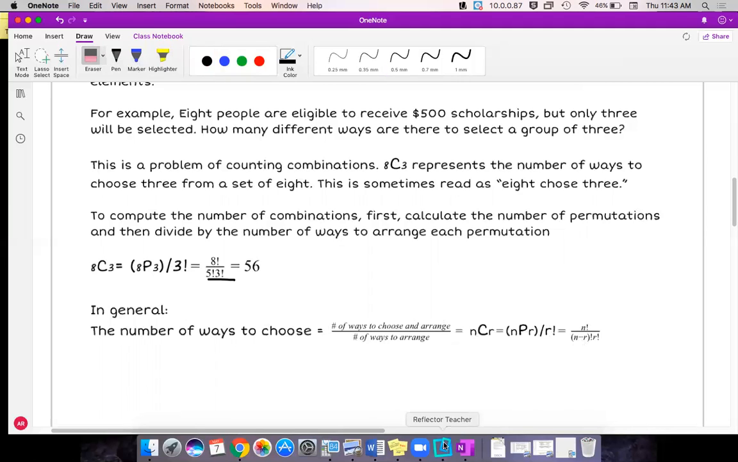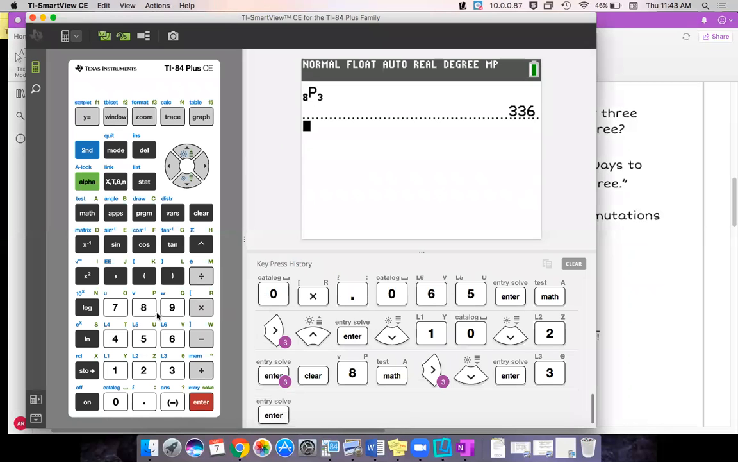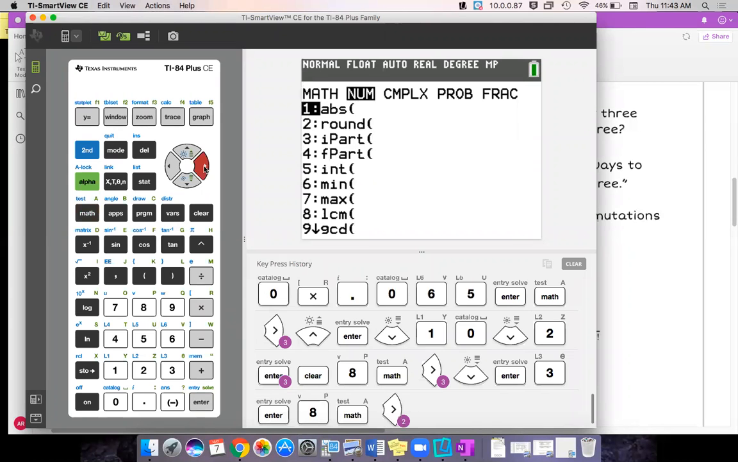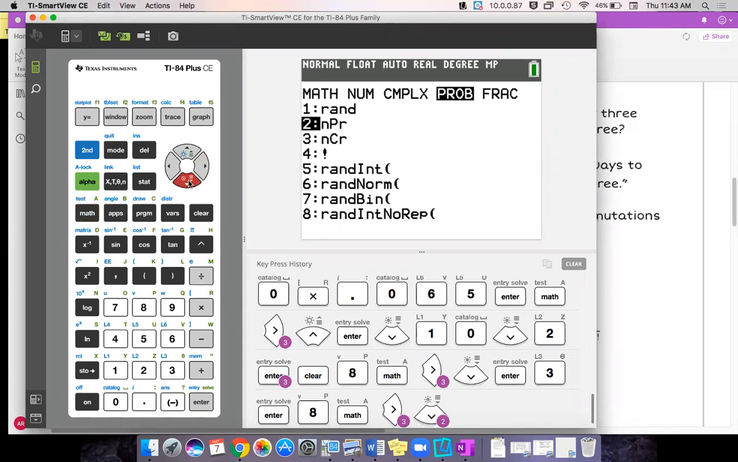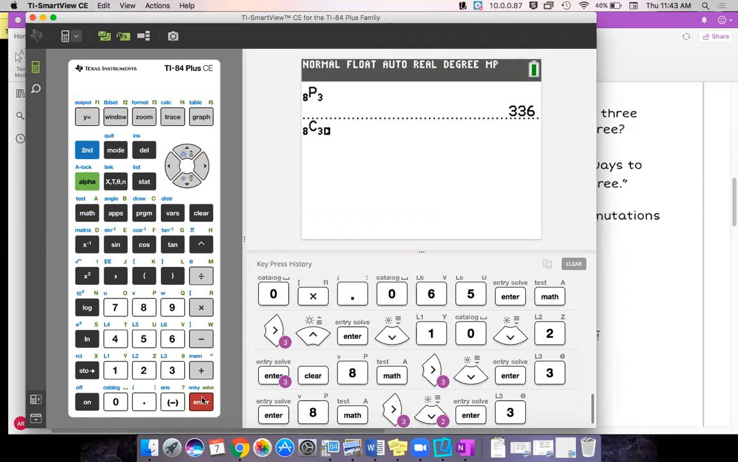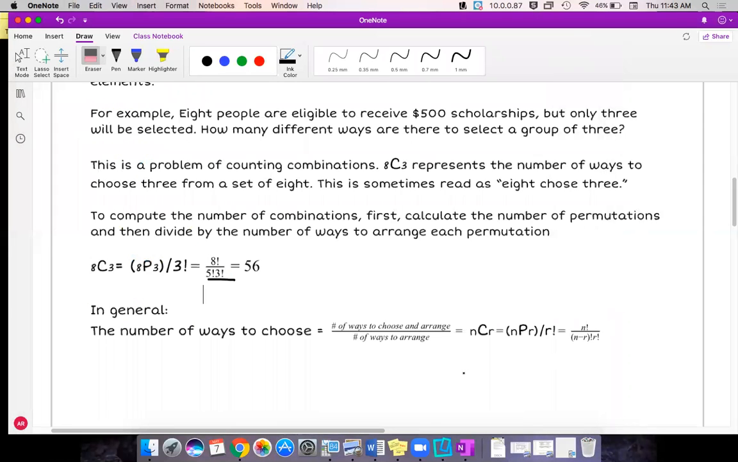Okay, and then you can also use your calculators. So then you would just do, again, 8, math, probability, and then instead of choosing the P, you would choose 3, and then you click enter. So there's going to be 56 total ways of arranging those 3.